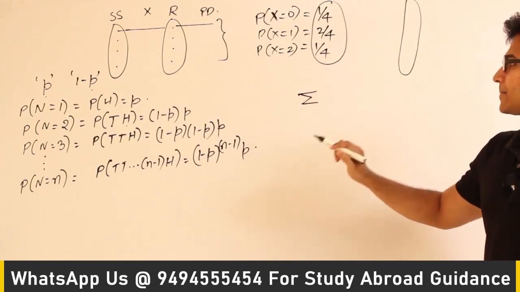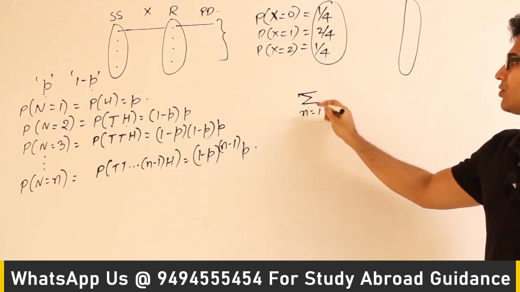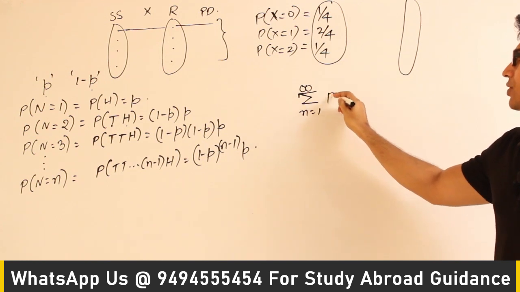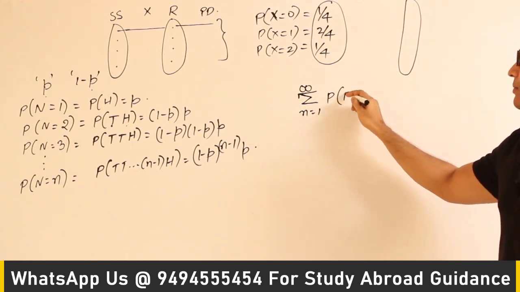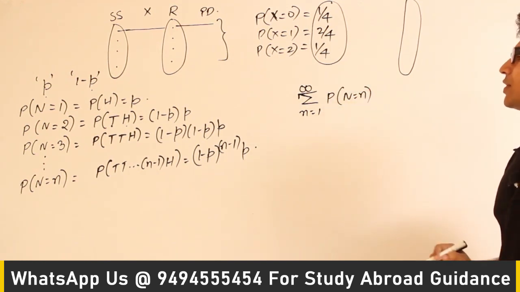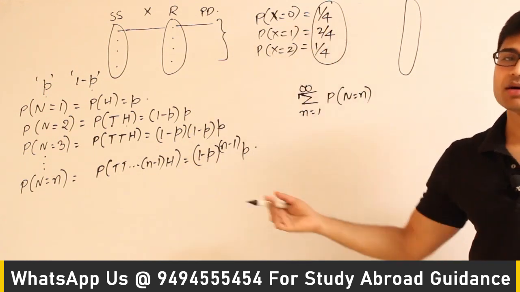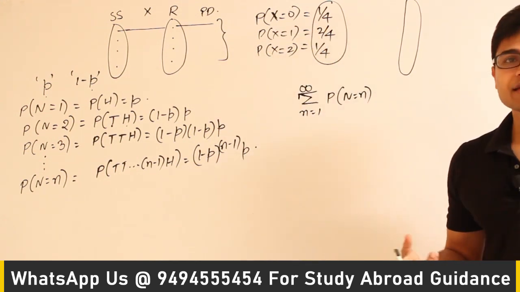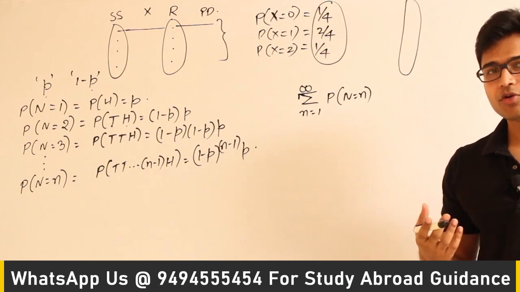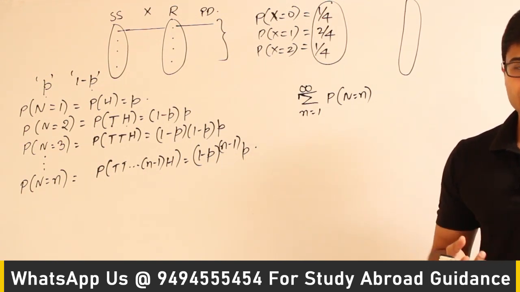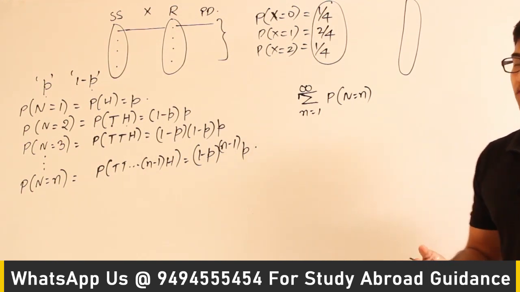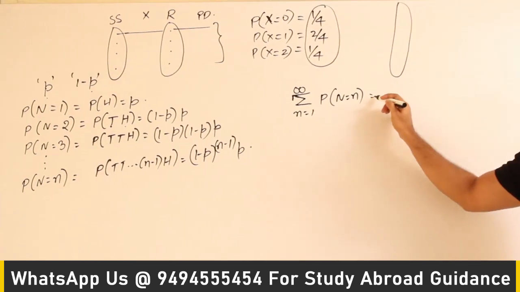Sigma small n equal to 1 to infinity P of capital N equal to n. So what do I mean by that? I'm just adding them all up from 1 to infinity, because in this experiment I don't know whether I'll get a head or not, right? I'll keep on flipping it. So when I sum them all up, then what is it?